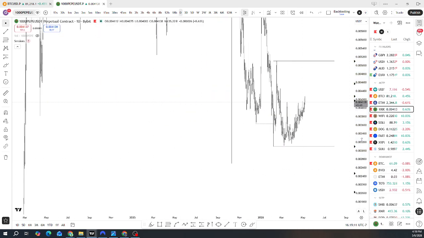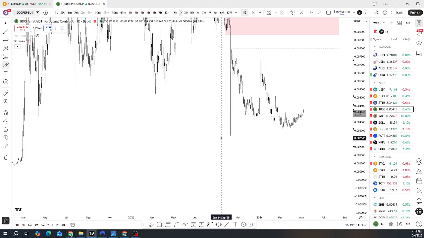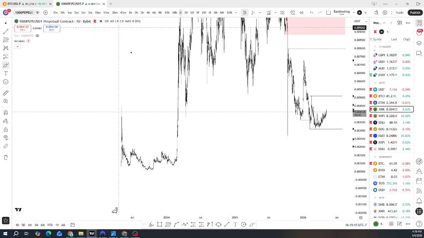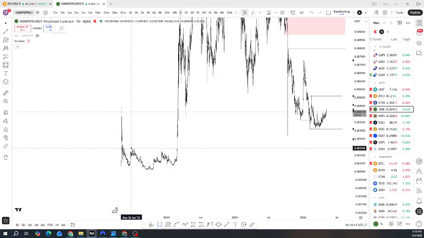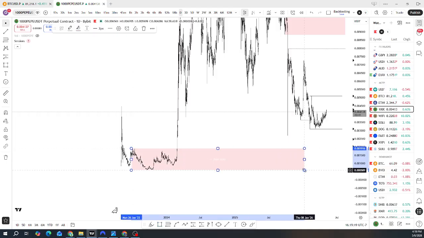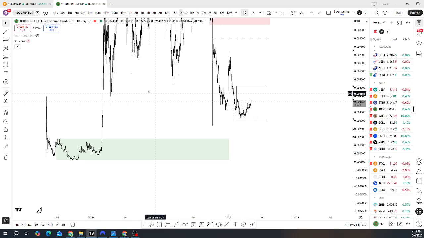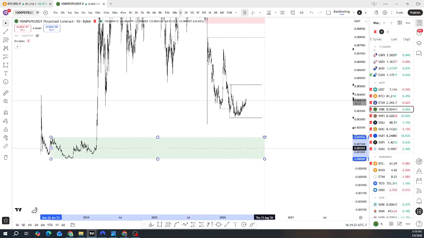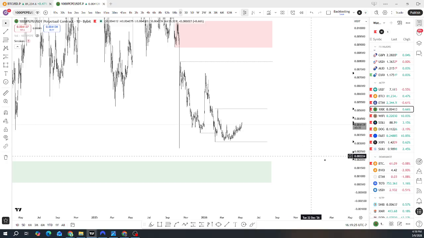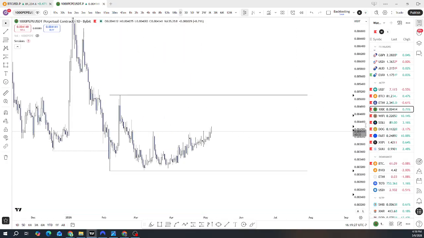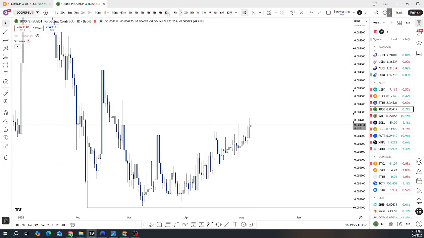This wick, since it was such a liquidative wick, you don't necessarily look at this wick low as a liquidity point, although if we come into the left, you can see we have a clean demand zone there that price may want to come for before having a bullish continuation.